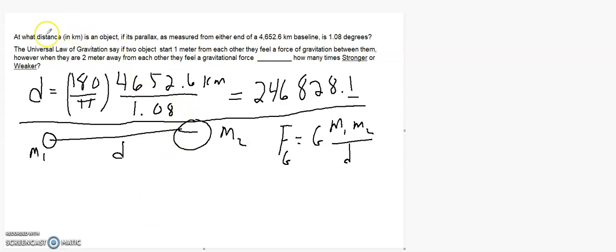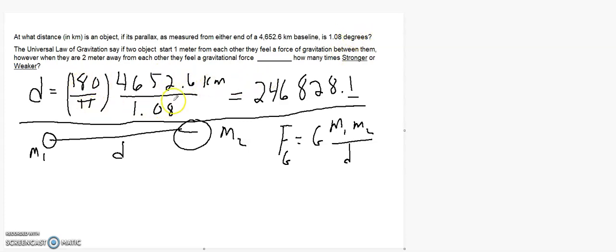All right, so let's do these last two problems. This problem right here says, at what distance in kilometers is an object if its parallax, as measured from either end of a baseline, which is 4,652.6 kilometers in length, of course, so that's the length of the baseline. The parallax is 1.08 degrees, and so it's already in degrees.